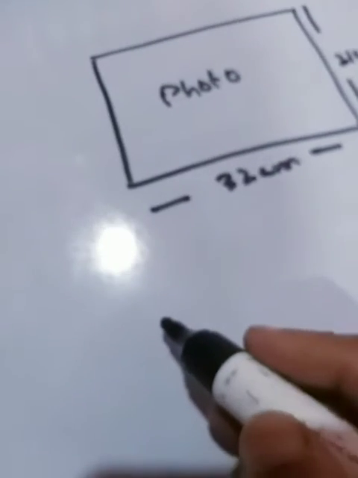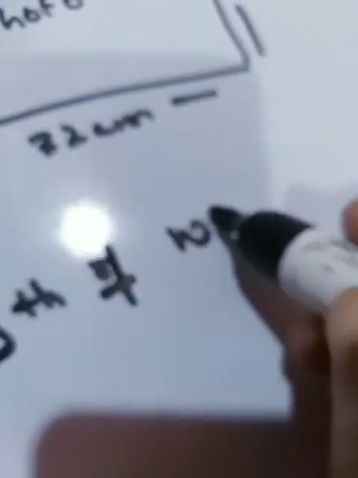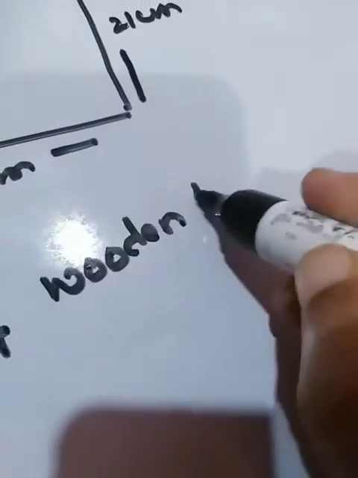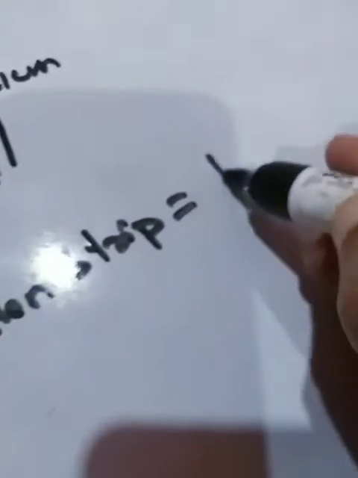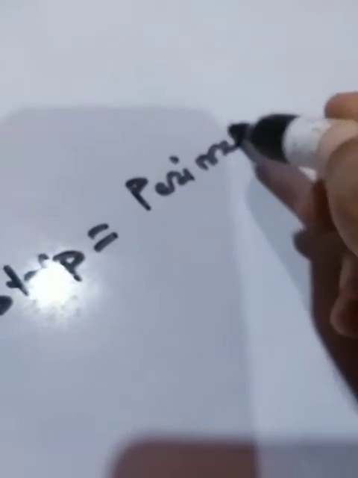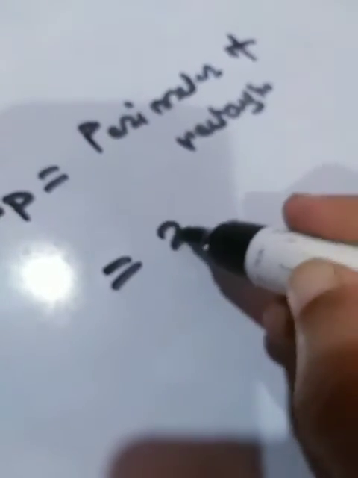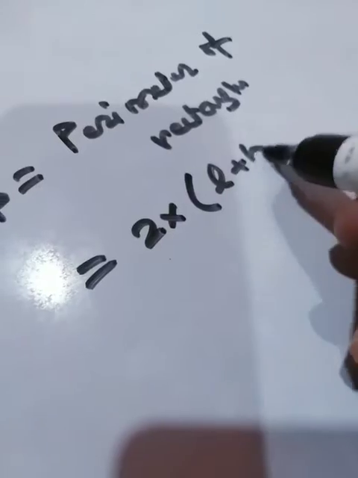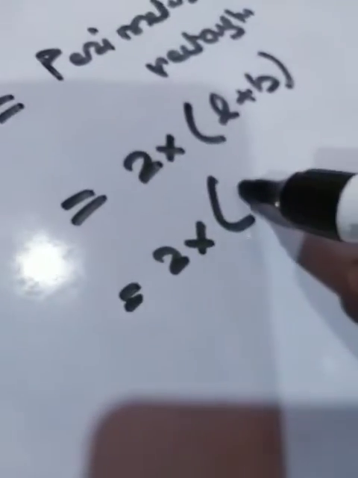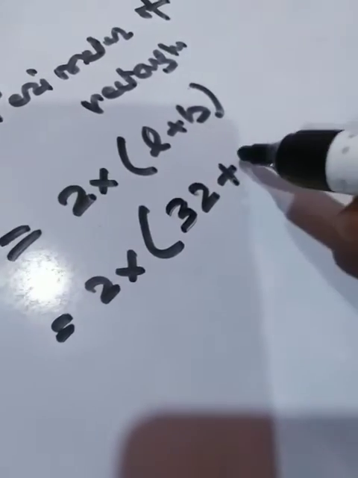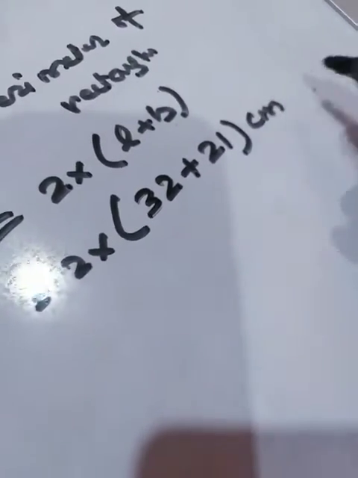So what we have to write, that length of wooden stripe would be equals to perimeter of rectangle. Now what is the formula of perimeter of rectangle, students? 2 into length plus breadth. Now just write the value of length. What is the value of length given? 32 plus breadth is given 21, and write the unit outside the bracket.